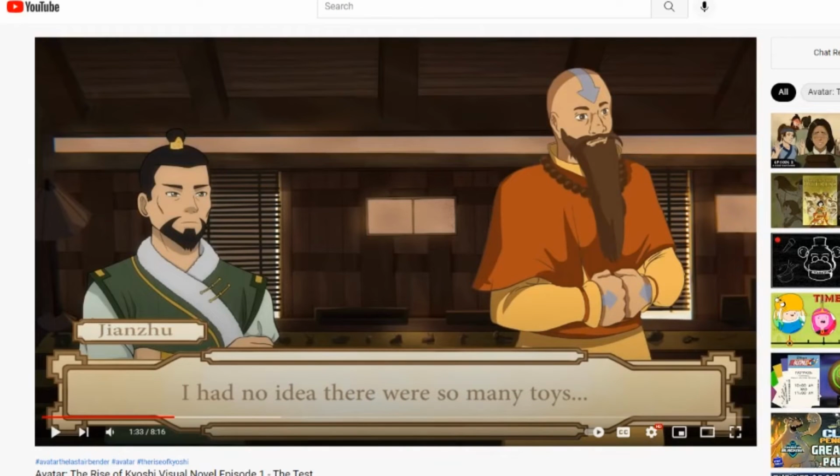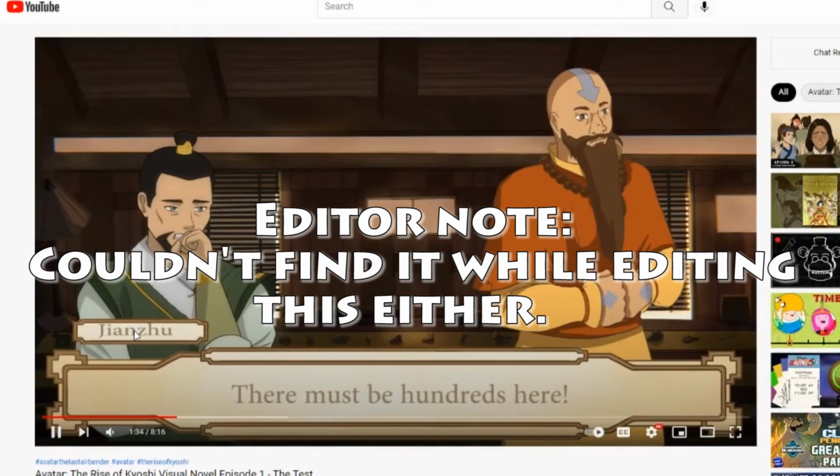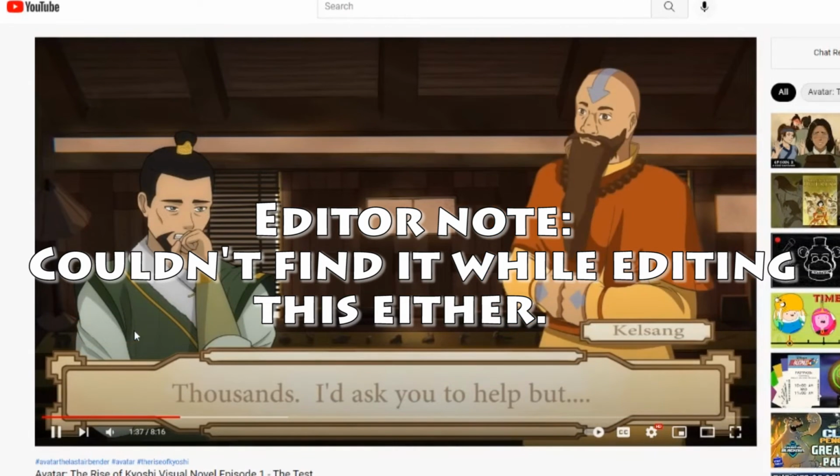Looks very sharp. Speaking of sharp, we got Jenju here, drawn by Kkachi, along with Kelsong here, done by Kieran and colored by Jojo.